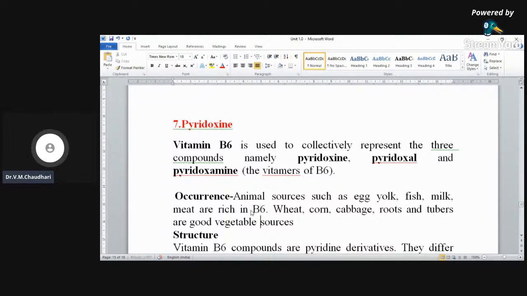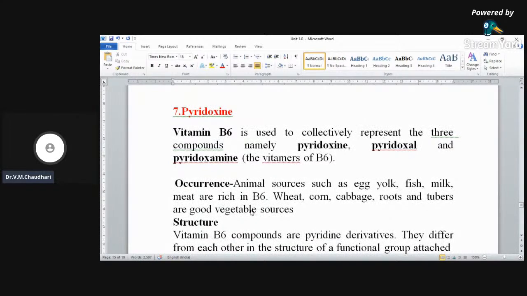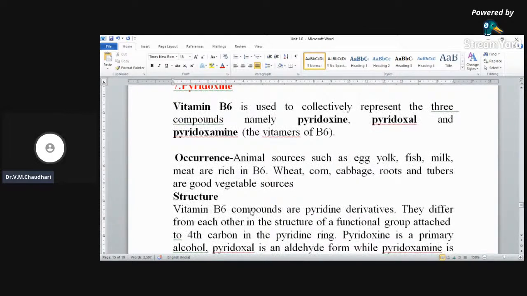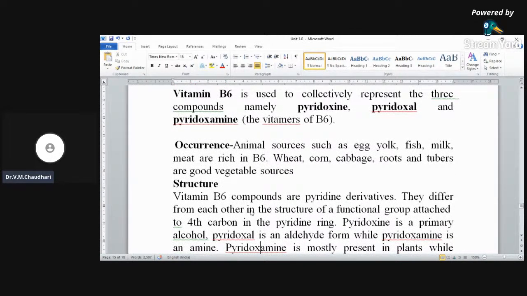The vitamin B6 compounds are pyridine derivatives, meaning they are derived from the pyridine ring. They differ from each other in the structure of the functional group attached to the fourth carbon in the pyridine ring. Pyridoxine is a primary alcohol, pyridoxal is an aldehyde form, while pyridoxamine is an amine form.